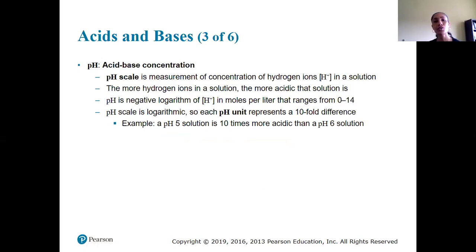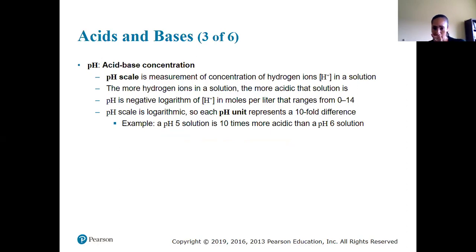So this gets us into pH. The pH scale is a measurement of the concentration of hydrogen ions in a solution. That's the definition of pH. The more hydrogen ions in a solution, the more acidic that solution is. And the more hydroxide ions that we find in a solution, the more of a base those products are.